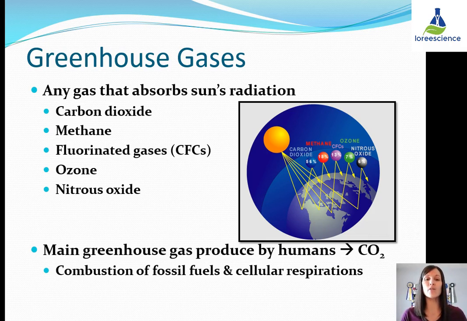Now, greenhouse gases are any gas that absorbs the sun's radiation. So we have the sun giving off its light. A lot of it is absorbed by the earth and by the oceans, but some of it is reflected. Now that reflected energy comes back up and can be absorbed by these greenhouse gases.